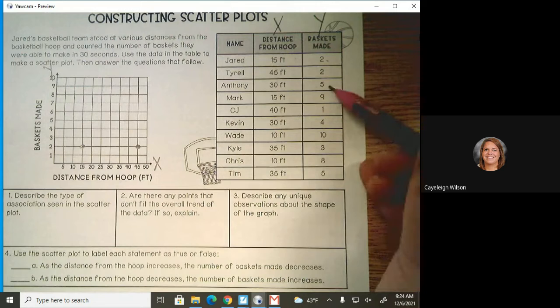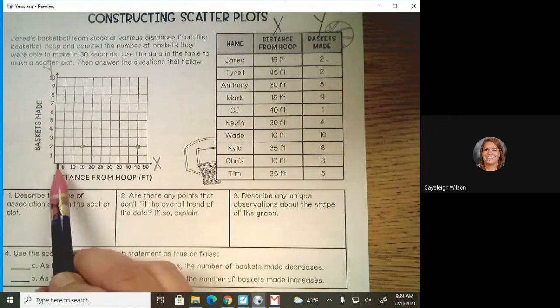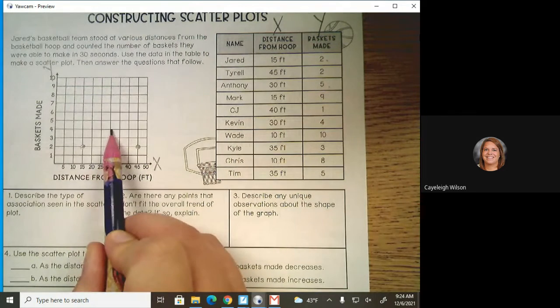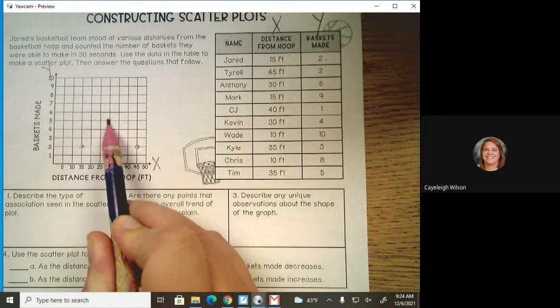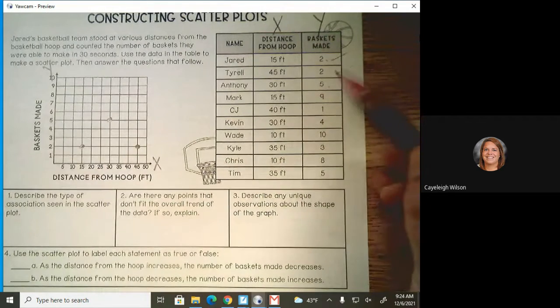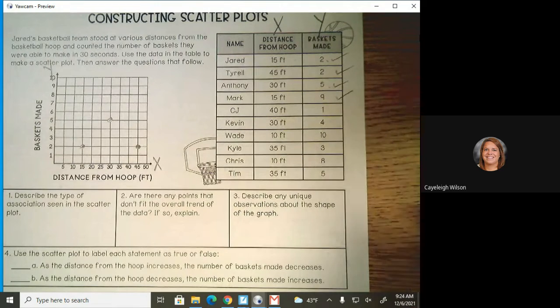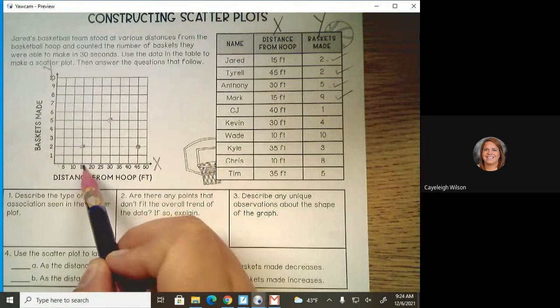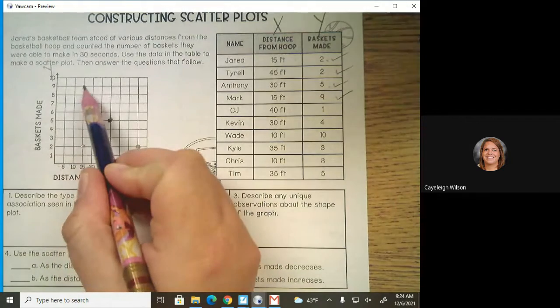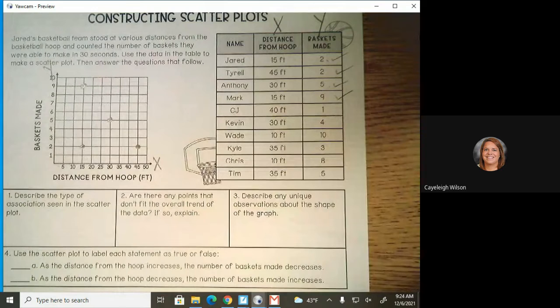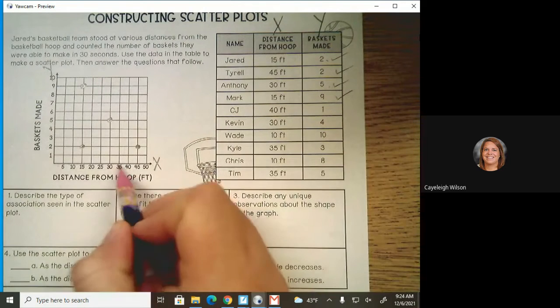Okay, the next one is 30 feet and 5 baskets. So 30 feet and then 5 baskets. And then 15 feet and 9 baskets. So 15 feet and then all the way up to 9. All right, I'm going to let you all keep going and plot the rest of them. And I'm going to plot the rest of mine too.